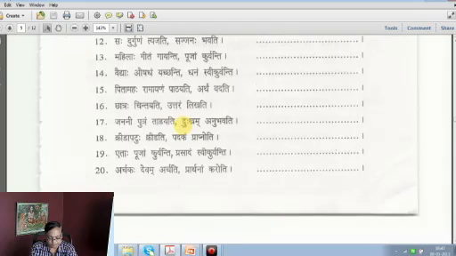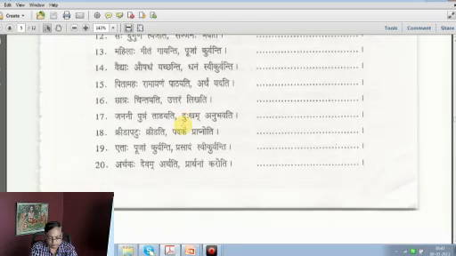17. Janani Putram Tadayati Dukham Anubhavati. Mother, beating her child, experiences suffering, or experiences sorrow. So, Janani Putram Tadayitva. Tadayati becomes Tadayitva. Putram Tadayitva Dukkham Anubhavati. She undergoes suffering.